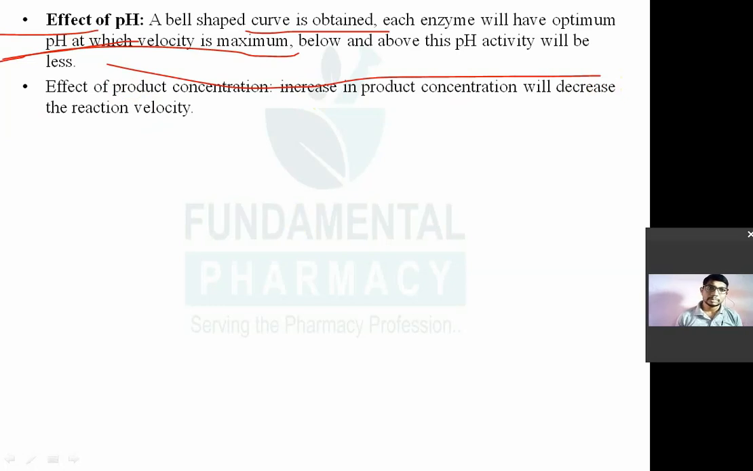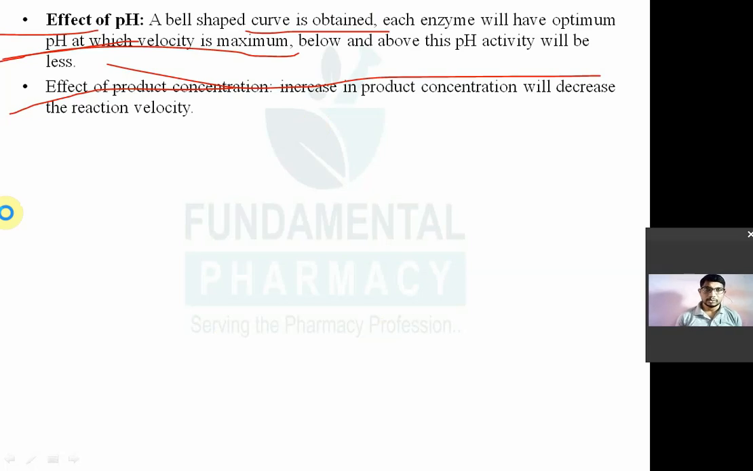Now, effect of product concentration. If you plot reaction velocity versus product concentration, as there is an increase in the product concentration, the velocity will decrease. So an increase in the product concentration will decrease the reaction velocity. These are the effects of different factors on enzyme catalyzed reaction.